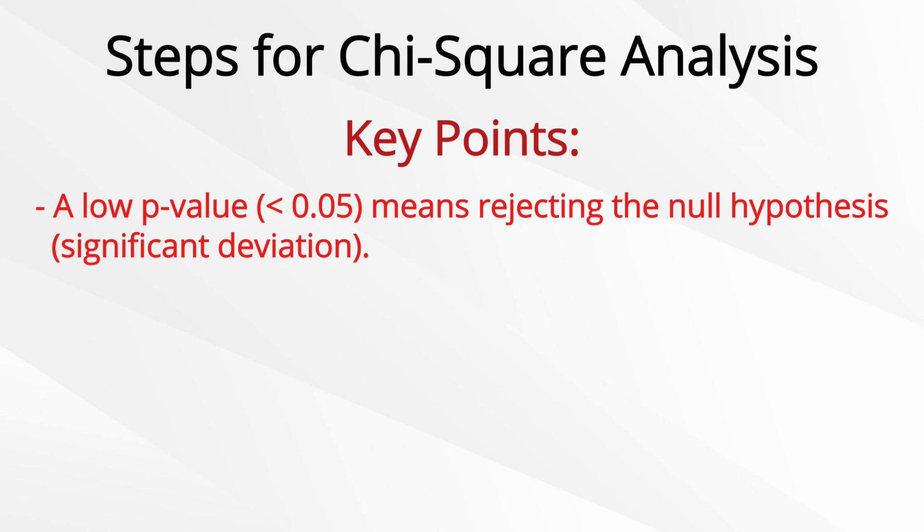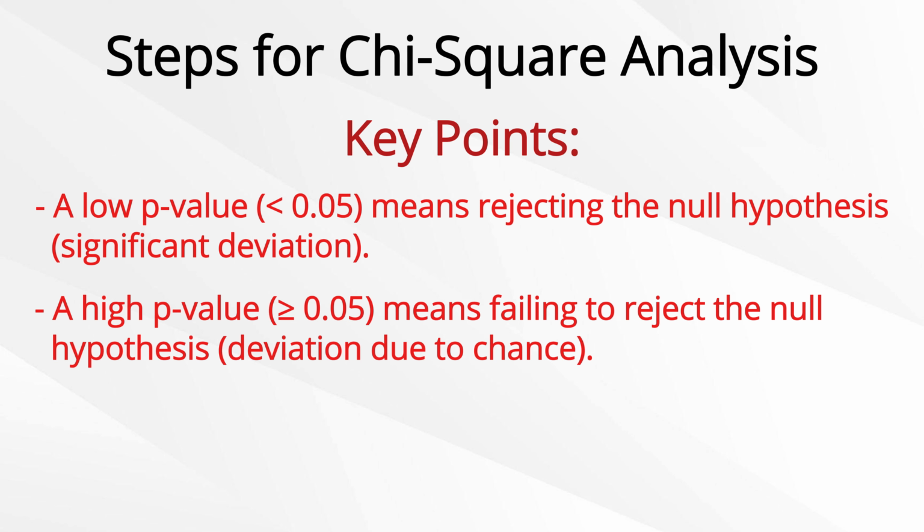A low p-value, less than 0.05, means rejecting the null hypothesis, a significant deviation. A high p-value, greater than 0.05, means failing to reject the null hypothesis, with the deviation due to chance. By following these steps, you can systematically conduct chi-square analysis and interpret the results to evaluate your null hypothesis.